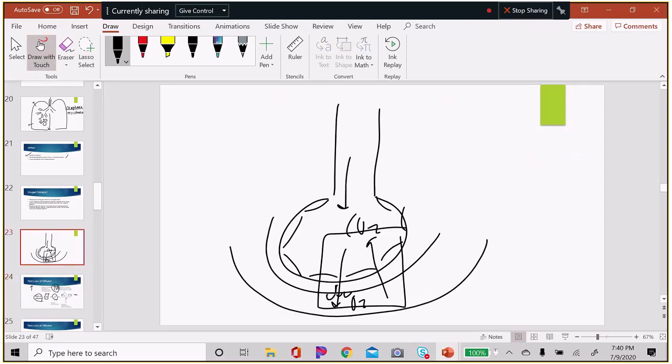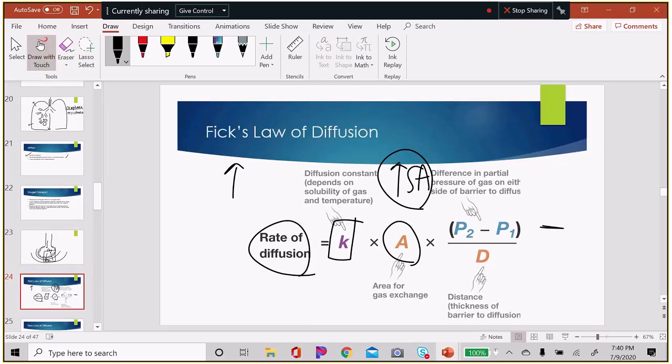So if for some reason there isn't a pressure difference between carbon dioxide and oxygen past this membrane, then we will stop diffusion. So we need a pressure gradient. And that pressure gradient also has a direct relationship with the rate of diffusion. If there's a pressure gradient, then I will increase the rate of diffusion.